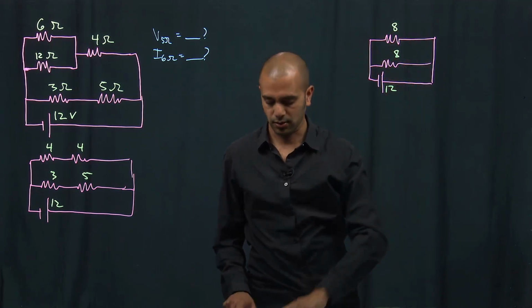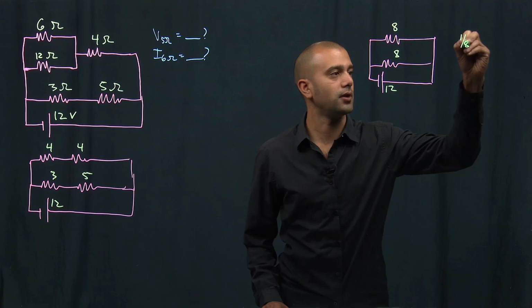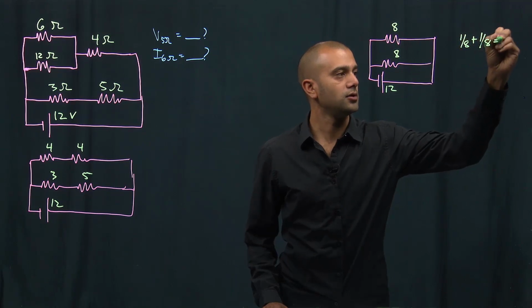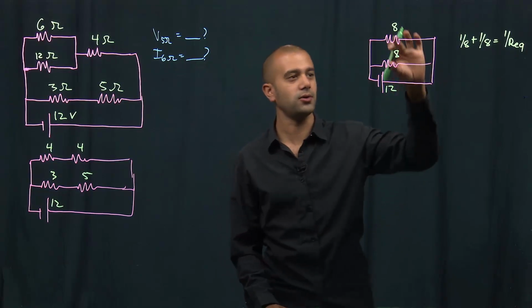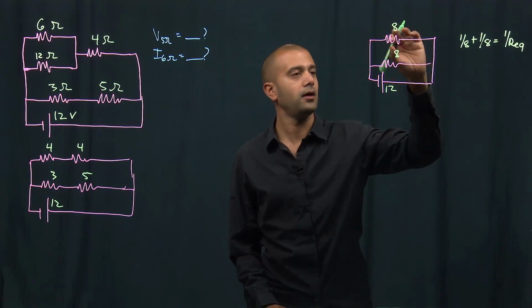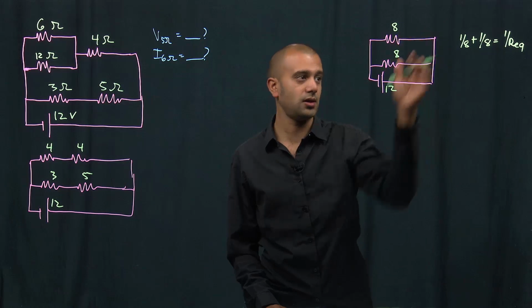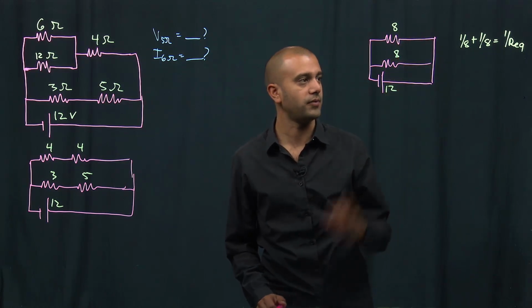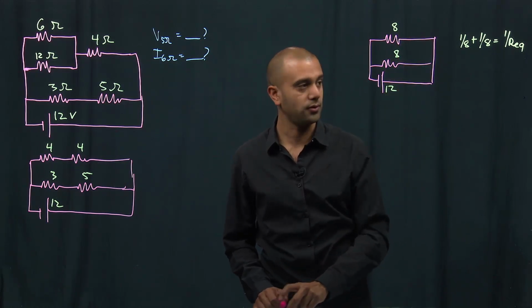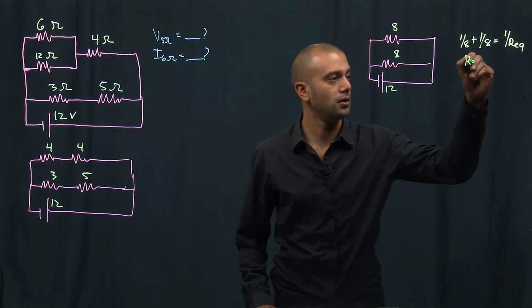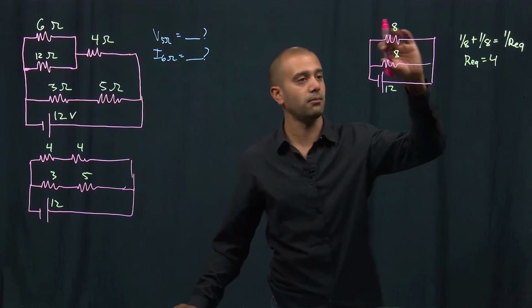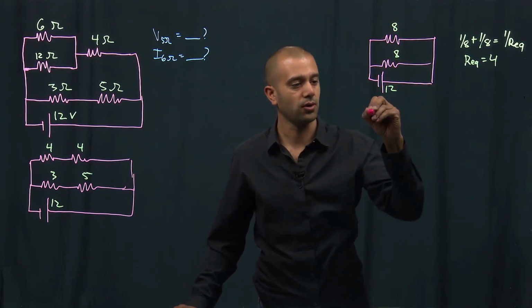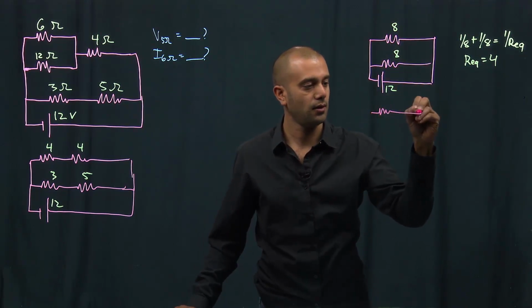And so these guys are in parallel, and that means that if you add up the reciprocals, you should get the reciprocal of the equivalent circuit. And a quick trick is that when you have 2 resistors in parallel that are the equal resistance, then the equivalent resistance will just be half of those. So the equivalent resistance in this case will be 4 ohms.